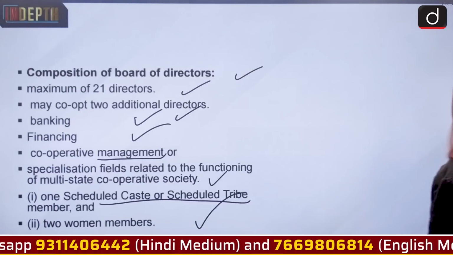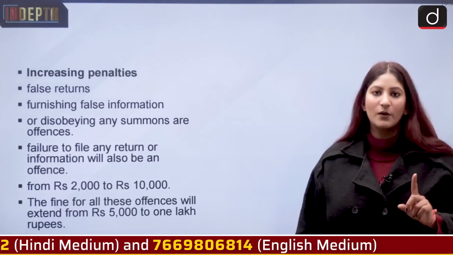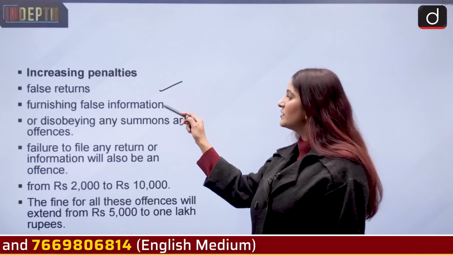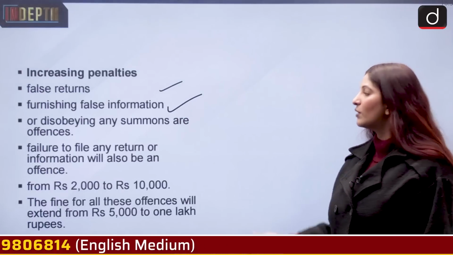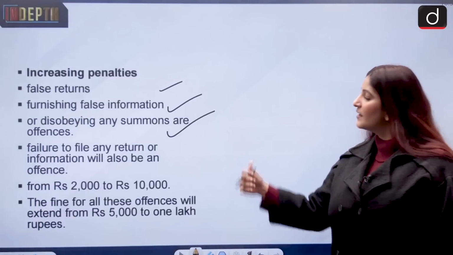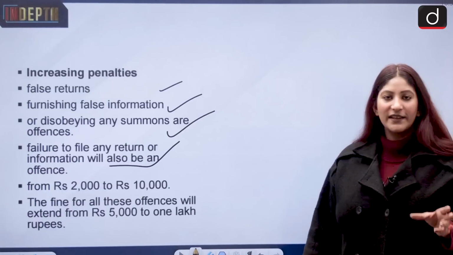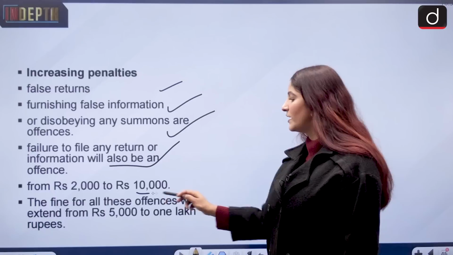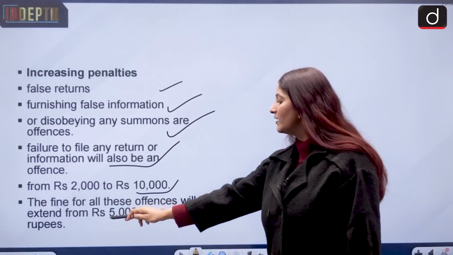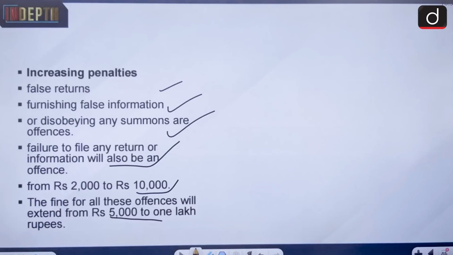Alright, moving ahead to the next portion, that is increasing penalties. A cooperative society will be penalized for false returns, that is, not giving proper information or giving false information. Disobeying any summons is also an offence. Failure to file any return or information will also be an offence. These will extend from 2,000 rupees to 10,000 rupees, and the fine for all these offences will extend from rupees 5,000 to 1 lakh. Alright, so remember these 2 prelims facts.